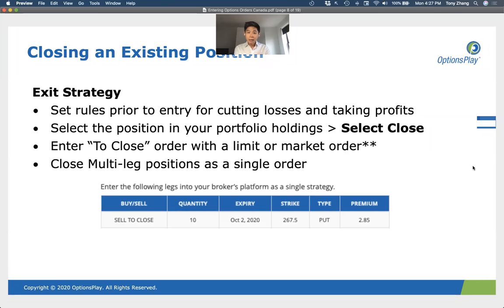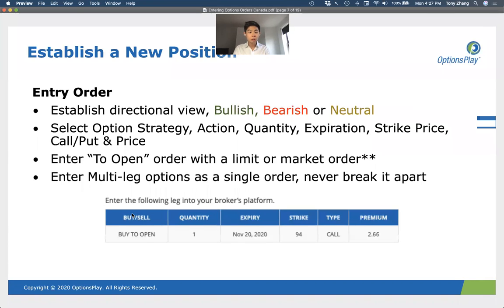So entering the order, like I said, there are a few extra parameters. You have to consider whether you want to do a limit or a market order. And then when you're ready to close that position, whether it's at a profit or at a loss, what you generally want to do is set rules before you get into a trade. So when I'm entering this trade, let's say in this particular case, I'm looking to buy one contract of the November $94 call options, and I'm paying $2.66 for that call option.